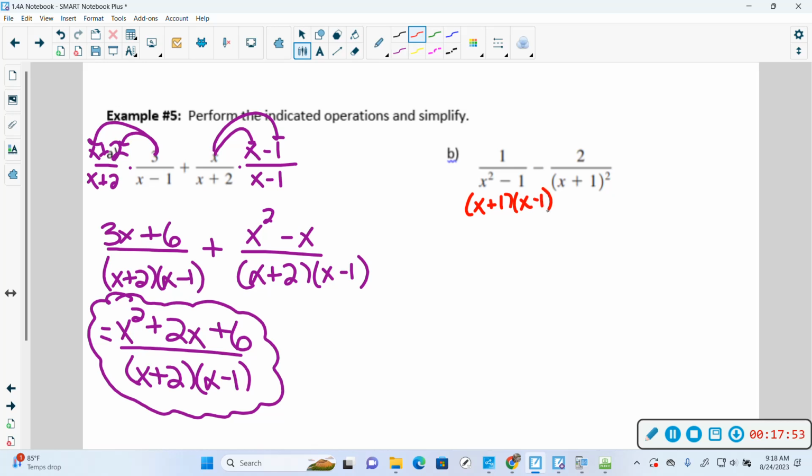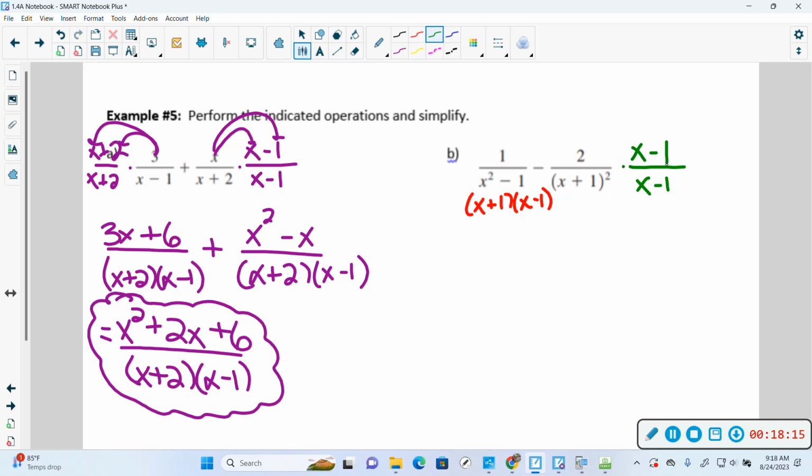So I'm going to think about it in its factored form, because I think we'll be able to get away with less work here. You could write this out twice if you want, but I don't know, that seems like extra work. So I'm going to try to make these match. So the first one has an x plus 1 and an x minus 1. Clearly the second fraction is missing an x minus 1.